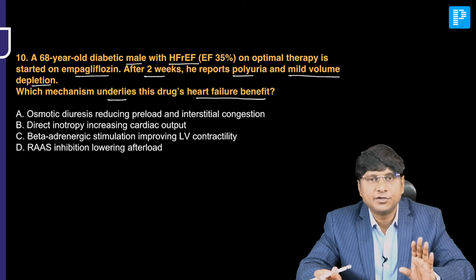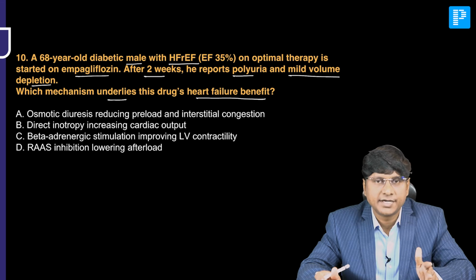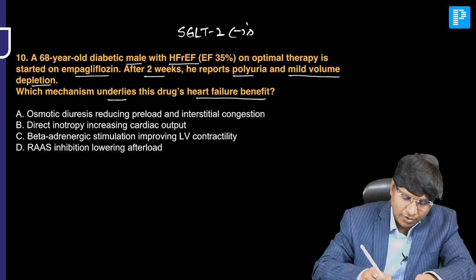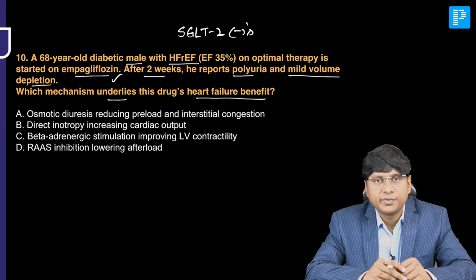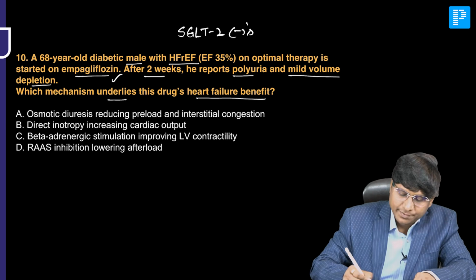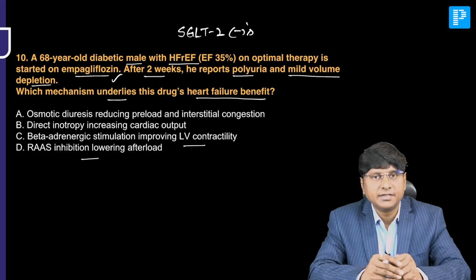So, heart failure with reduced ejection fraction, the drugs which will reduce the mortality are ACE inhibitors, ARBs, beta blockers, aldosterone antagonist, and the new molecules are the SGLT2 inhibitors. Now, this patient is started on the empagliflozin. So, in what way is this empagliflozin beneficial in heart failure with reduced ejection fraction? You see the options. Osmotic diuresis reducing preload and interstitial congestion, direct inotropy increasing the cardiac output, beta adrenergic stimulation improving the left ventricular contractility, RAS inhibition lowering the afterload.